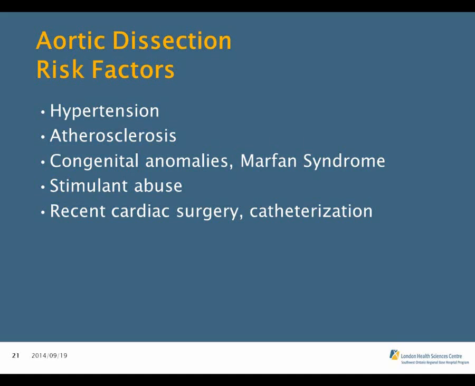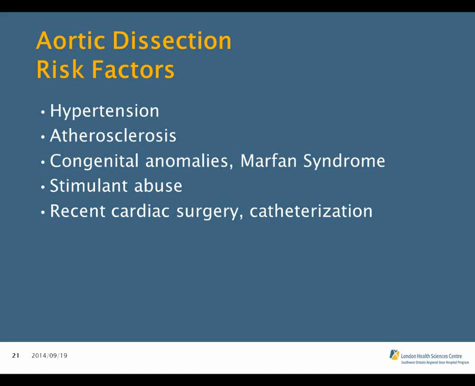Atherosclerosis over time will damage the walls and make them more prone to tearing, as well as some congenital abnormalities. So some people are born with what's called a bicuspid aortic valve. The aortic valve is normally 3 leaflets. Some people only have 2 leaflets, and that puts them at increased risk of dissection.